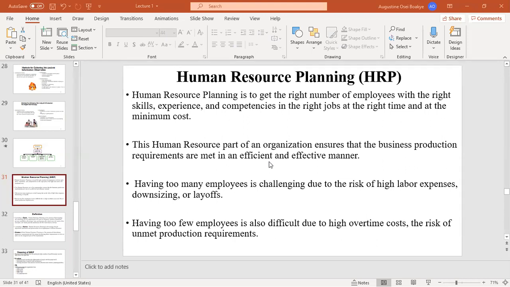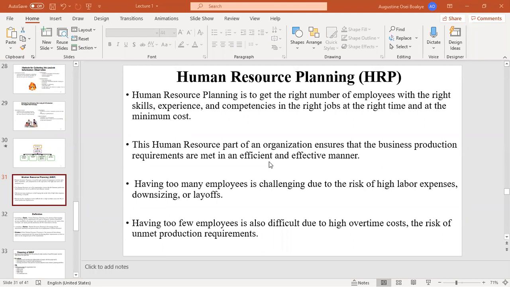And the main objective of human resource planning is to gather the right number of employees with the right skills, experiences, and competencies in the right job at the right time at minimum cost. Now, let me break it down.